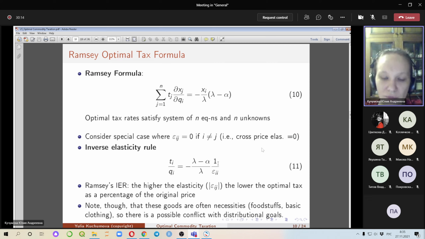There is one problem that we already mentioned, that those goods with low elasticity are often necessities. So there is a possible conflict with the redistributional goal, and we will talk about this, but from the efficiency perspective, if we don't think about redistribution goals, this is what we should do.